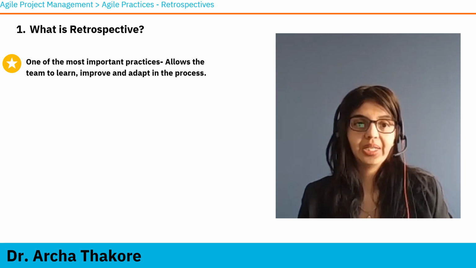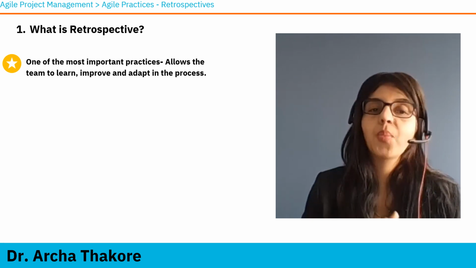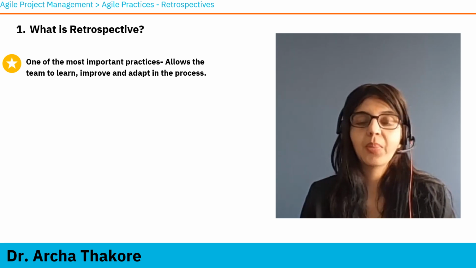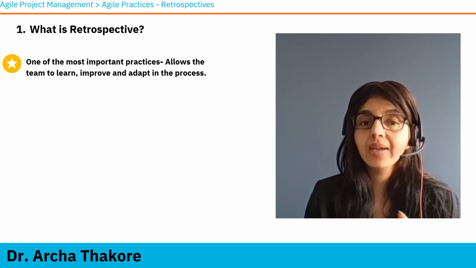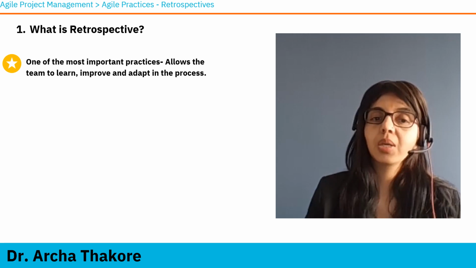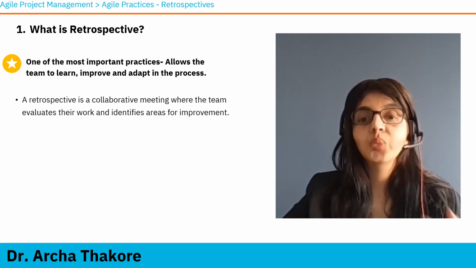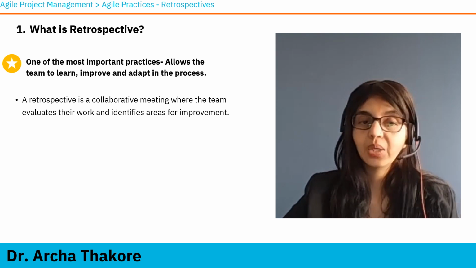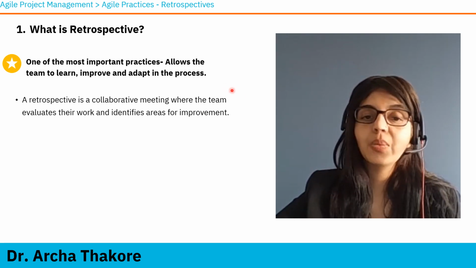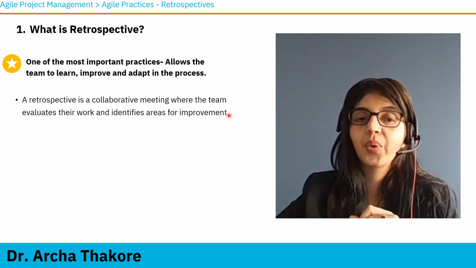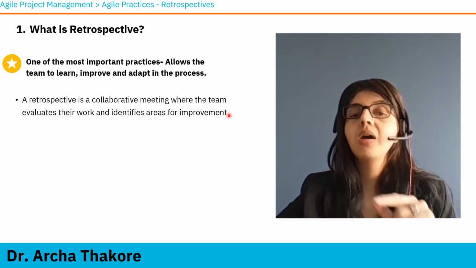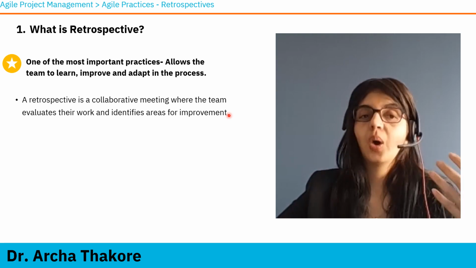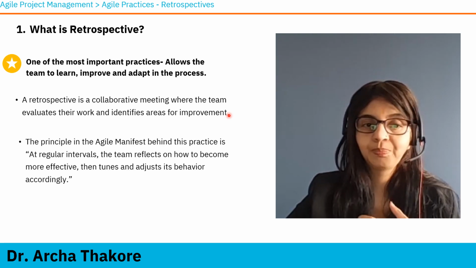As I said already, retrospective is one of the most important agile practices. It's not me who's saying that, it's written in the PMI Agile Practices Guide also. Why? Because it allows the team to learn, improve, and adapt in the process, which is very important in any agile project. A retrospective is a collaborative meeting where the team evaluates their work and identifies areas of improvement. So it's a continuous improvement mechanism or practice for the team.